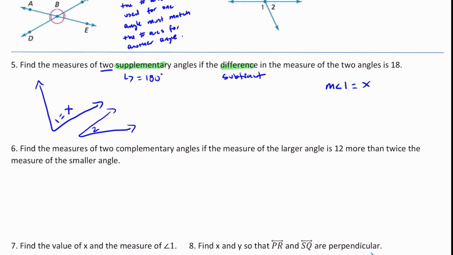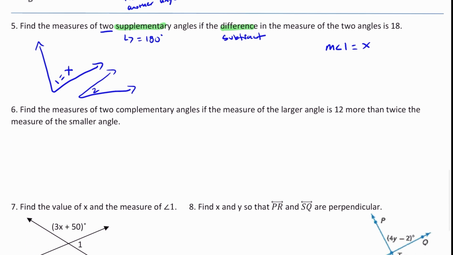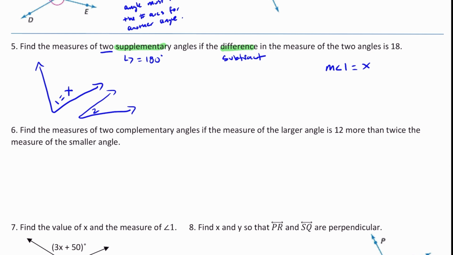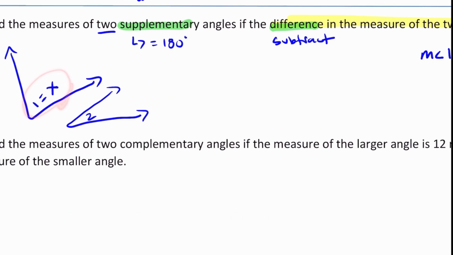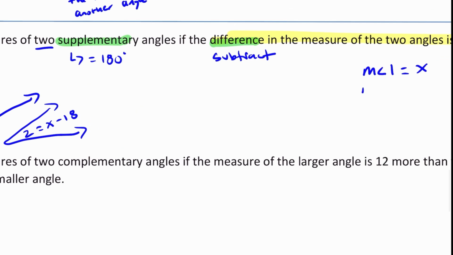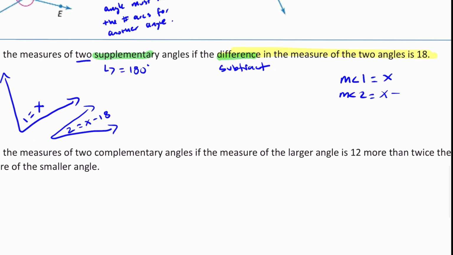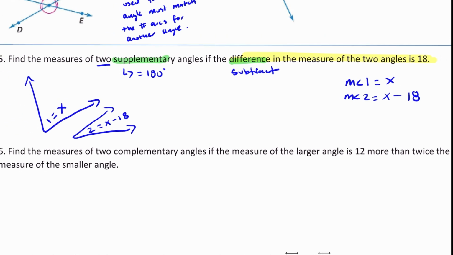So what's the measure of angle 2? Well, let's read this again. Find the measure of the two supplementary angles if the difference in the measure of the two angles is 18. What that means is if I'm looking at this angle over here, it's this angle minus 18. In other words, it's x minus 18. Okay, so the measure of angle 2 is x minus 18. All right, so I have my two angles here. I have the measure of angle 1 and the measure of angle 2.